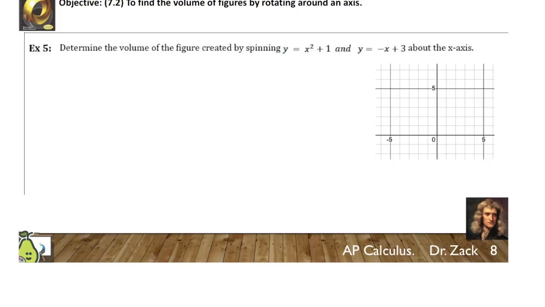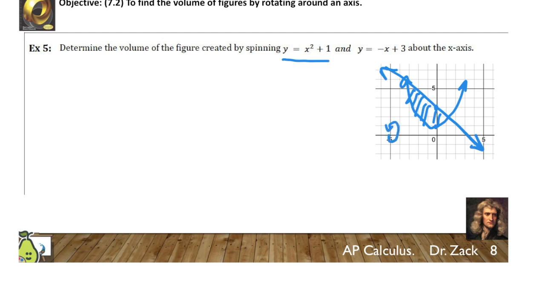All right, once again, you are expected to be excellent at graphing. So we're going to graph x squared plus 1. We just need sketches. They don't have to be fabulous. Then if we have negative x plus 3 and draw that one. There we go. So you can see that the region that we're trapping, not hard to find, there we go. And we're spinning about the x-axis. So here's my x-axis and I'm spinning.